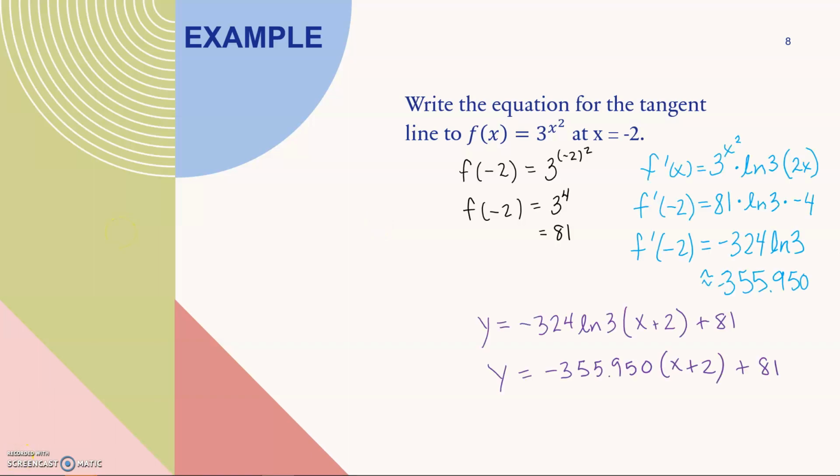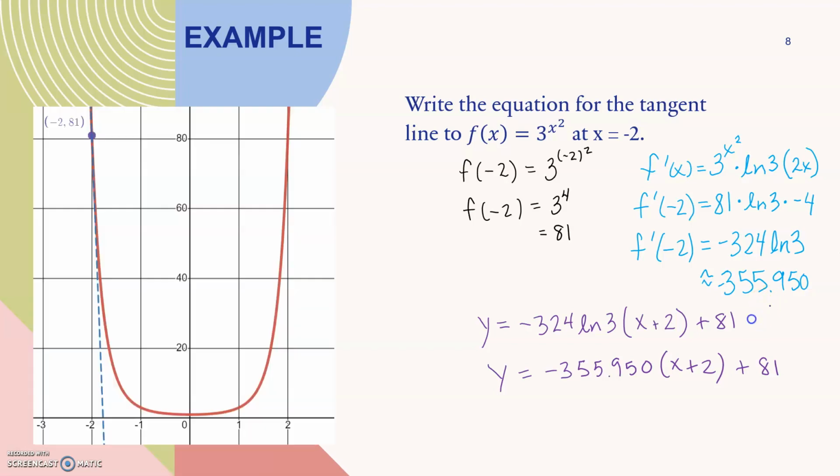So first I found the y-coordinate by plugging in x equals -2, and I got that the y-coordinate was 81. And then I found the slope by taking the derivative, remembering that 3 to the x squared is a composite function, so I needed to take the derivative of x squared at the end there. And also remembering that natural log of 3 is a number. If I didn't have a calculator, the first answer would be totally fine. It's okay to have an answer with a natural log in it.